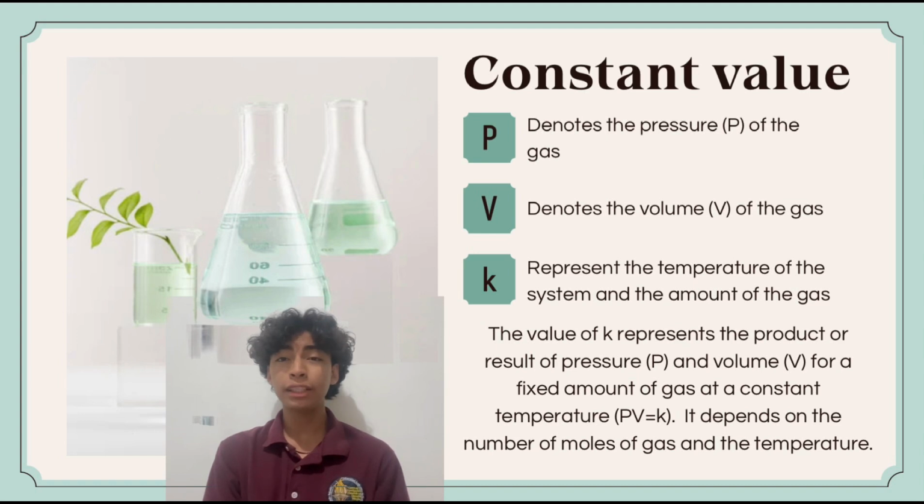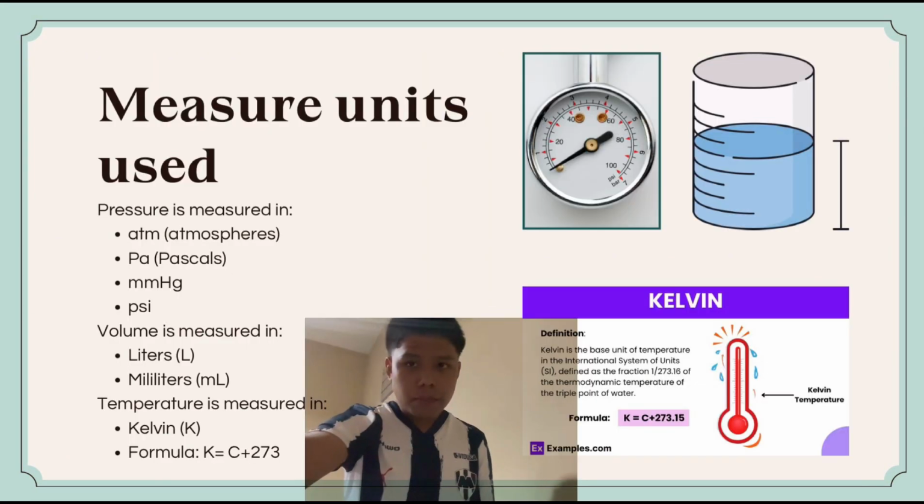The constant values of Boyle's law are: P denotes the pressure of the gas, V denotes the volume of the gas, and K represents the temperature of the system and the amount of the gas. The value of K represents the product of pressure and volume for a fixed amount of gas at a constant temperature. It depends on the number of moles of the gas and the temperature.